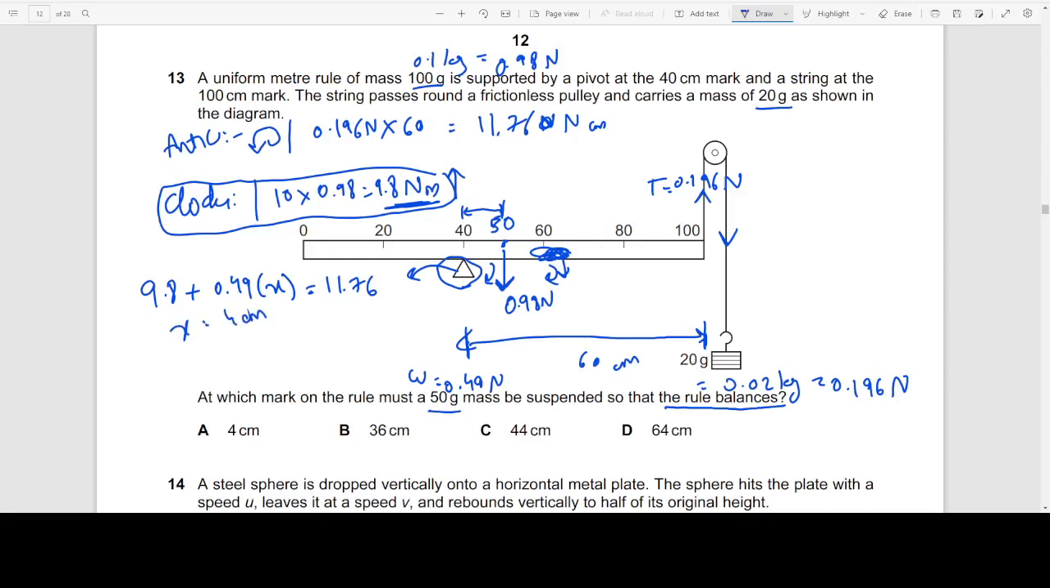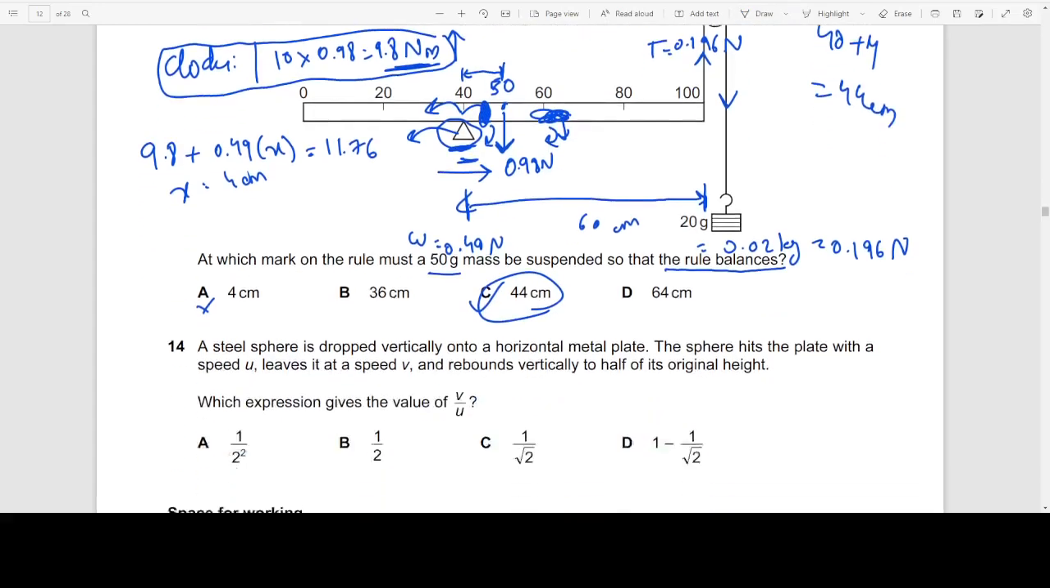So guys, the answer won't be A. Actually, it's 4 centimeters from the pivot. So it's either 4 centimeters here or 4 centimeters here. And remember, I told you that we'll keep the weight towards the right of this pivot. So that's why it's going to be 4 centimeters towards the right of the pivot, which is at the 40 centimeter mark. So 40 plus 4, which is 44 centimeters, somewhere over here.